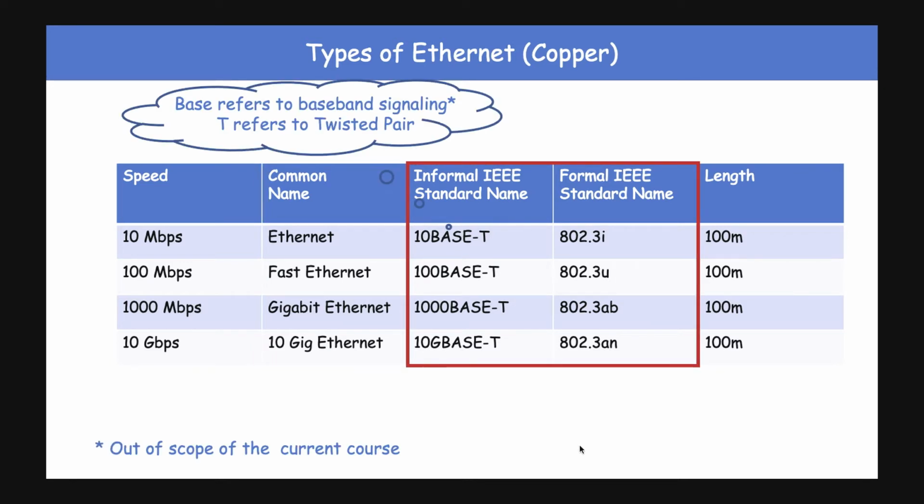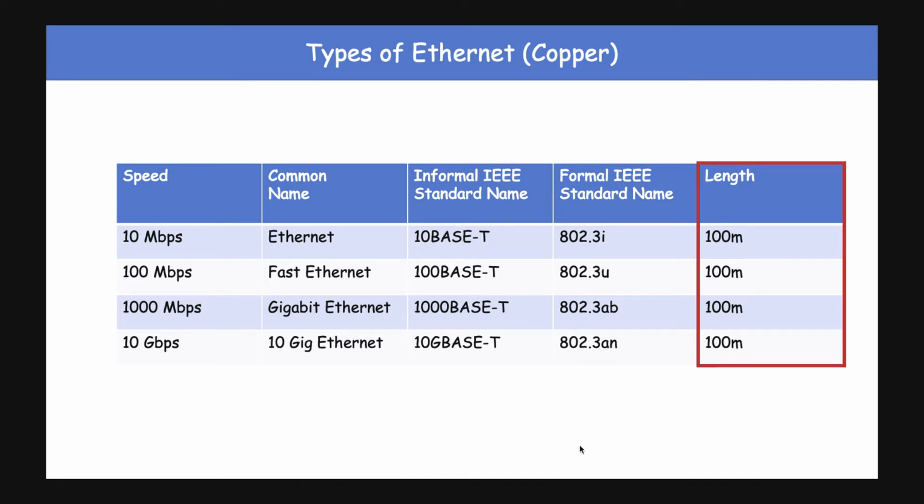The next two columns are IEEE names used in technical documentation such as data sheets, etc., which as a network engineer you will come across a lot. Note that the base here refers to baseband signaling and the T refers to twisted pairs. The last column is the maximum length of the cable as defined in standards for performance and technical reasons. That's a lot of information, and for your exam this is fair game, so you need to memorize this.